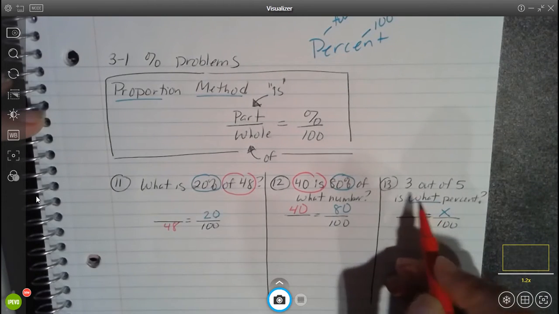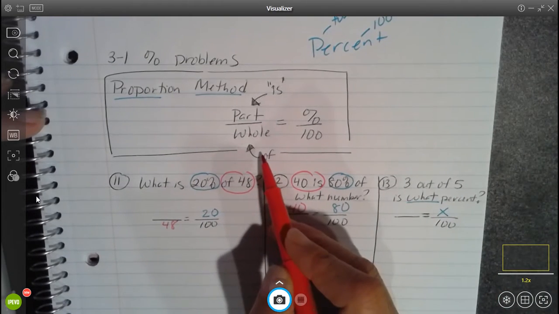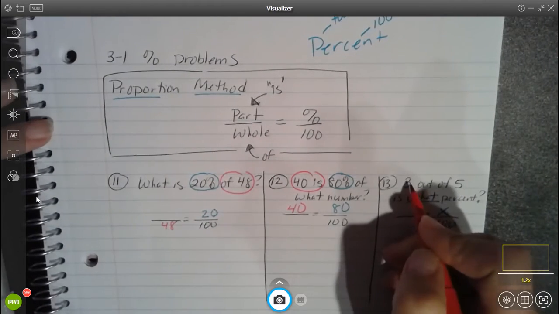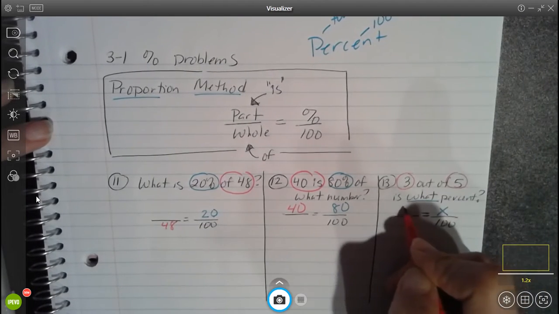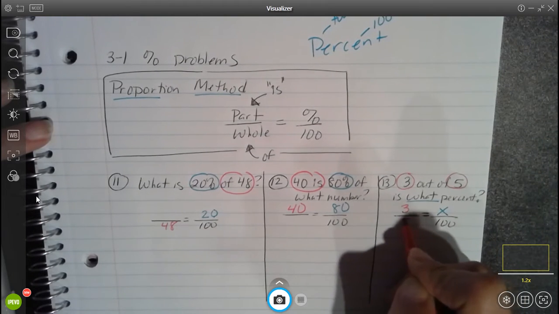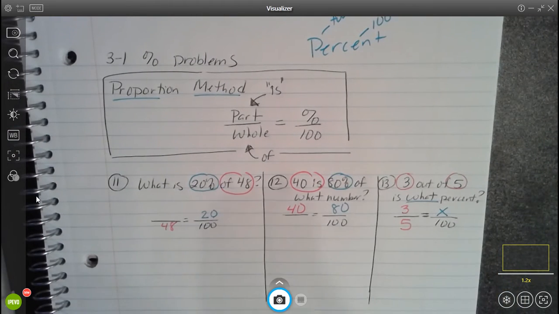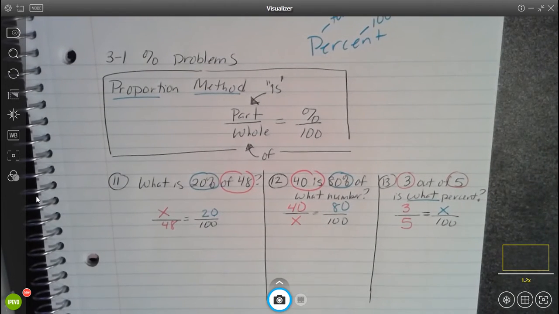Let's look at this. This is 3 out of 5. So what makes sense as being the part and the whole? Well, the part I got right was 3 out of 5. So this is the number I got correct, which is the part I got correct out of the whole of 5. Our unknown is always just going to be an x. And notice the x is in a different spot every time.